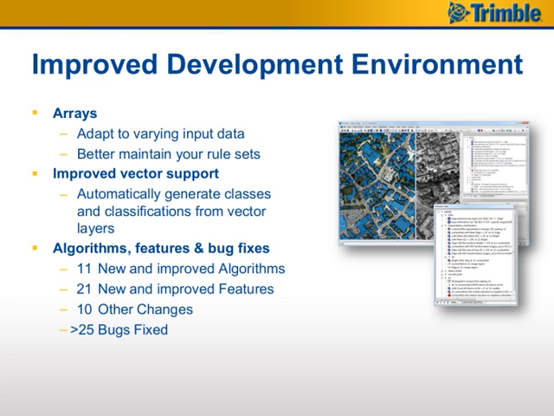Summing up, our team created and improved many new algorithms and features for the new version, and more than 25 major bugs are fixed in eCognition 8.7. For detailed information, please take a look into the release notes and in our community.